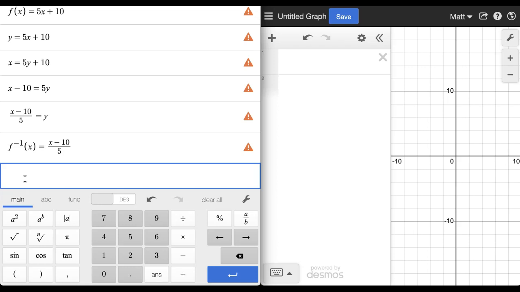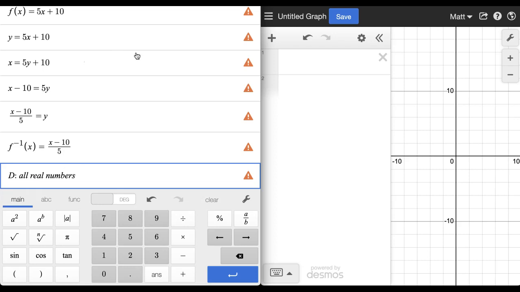And then they ask for the domain. With your inverses, both x and y swap, right? So that means the domain of your inverse function should match the range of your original function. This is a linear function, which means your domain and range are all real numbers. So your domain for the inverse is also all real numbers.